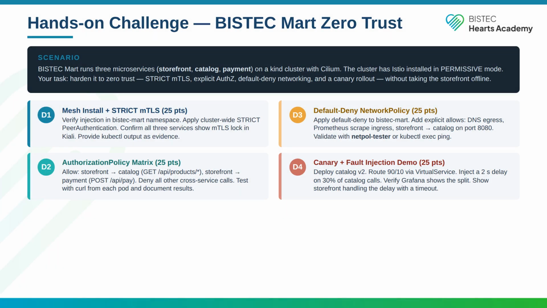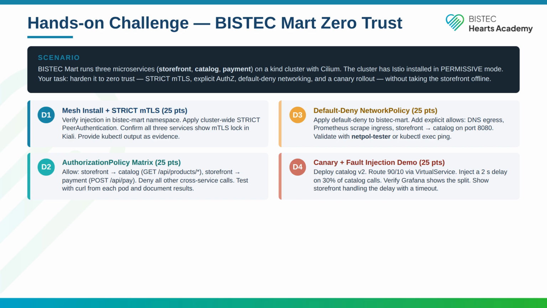The challenge uses the BISTEC Mart scenario. 3 microservices, storefront, catalog, and payment, run on a kind cluster with Cilium. Istio is installed in permissive mode. Your task is to harden this cluster to zero trust without taking the storefront offline. There are 4 deliverables, each worth 25 points.